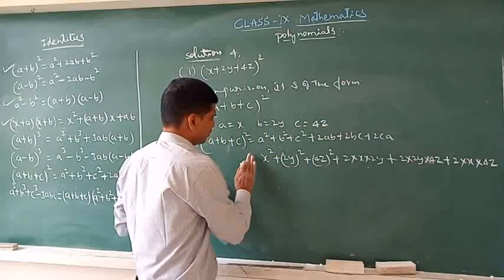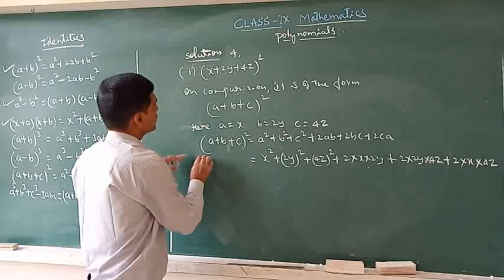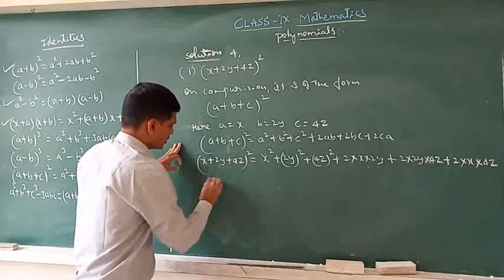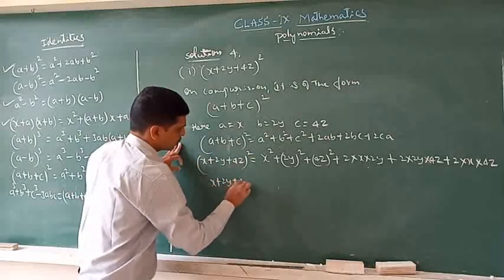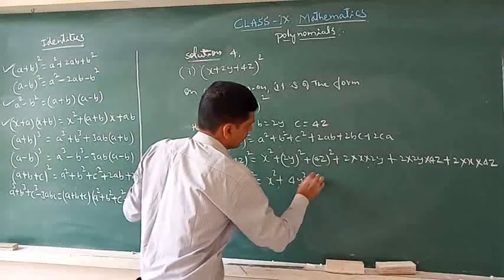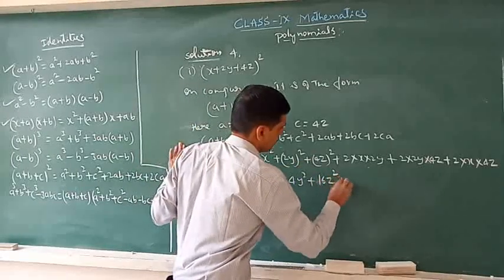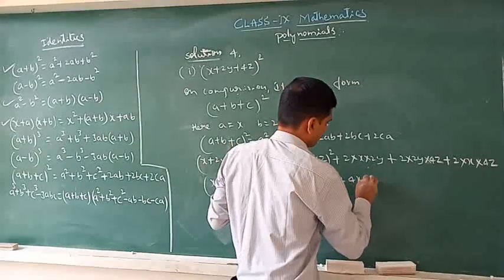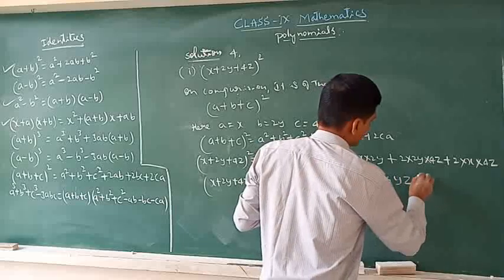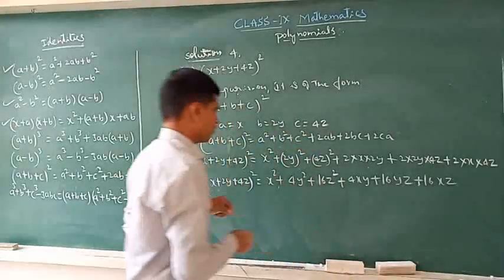Now on simplification. On the left side, it is (X + 2Y + 4Z) whole square. In the same way, (X + 2Y + 4Z) whole square is equal to X square + 4Y square + 16Z square + 2 2s are 4XY + 2 2s are 4, 4 4s are 16YZ + 2 4s are 16XZ. So this is our simplification.